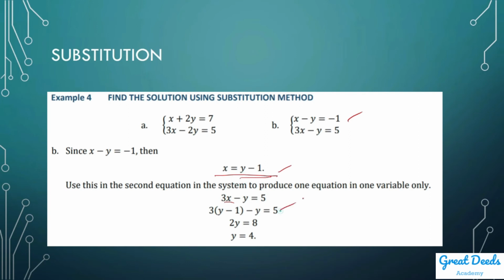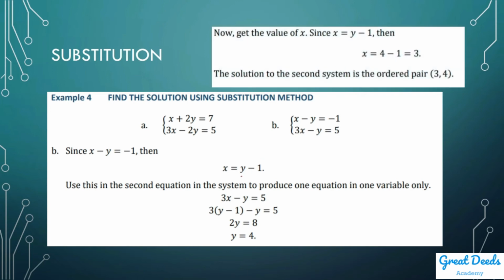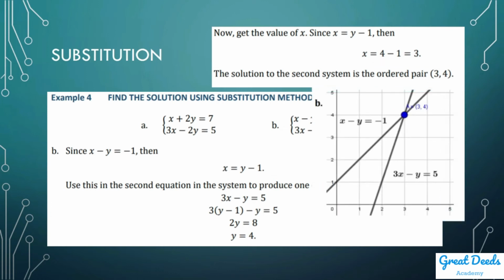And so doing that, and simplifying our equation, we arrive at y is equal to 4. We already know y. Y is equal to 4. Since we know that x is equal to y minus 1, that means x is equal to 4 minus 1, which is equal to 3. And so this is our solution to the second system. And this matches the result when we did it by graphical method.